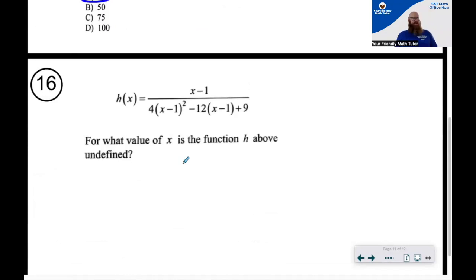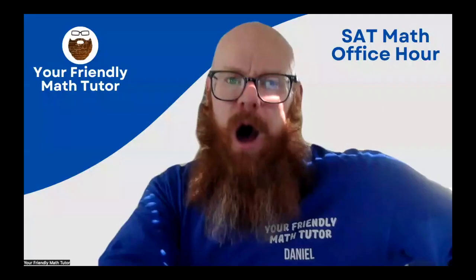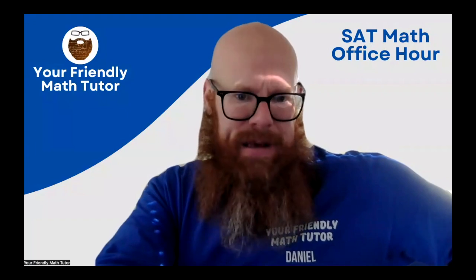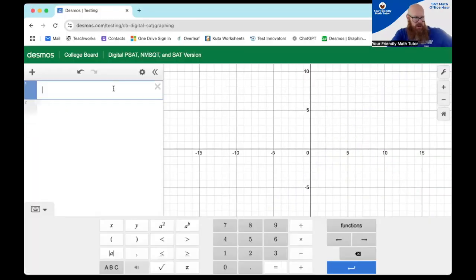So I think this one, again, rather than typing this whole thing in, if I want to know where something is undefined, I just want to know where the denominator is equal to 0. So that means I just want to plug that into Desmos and find its 0 or x-intercept. So I'm only going to plug in the denominator, right? I'm not plugging in the whole function.